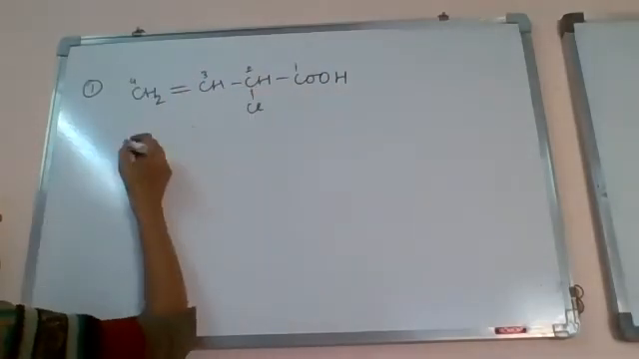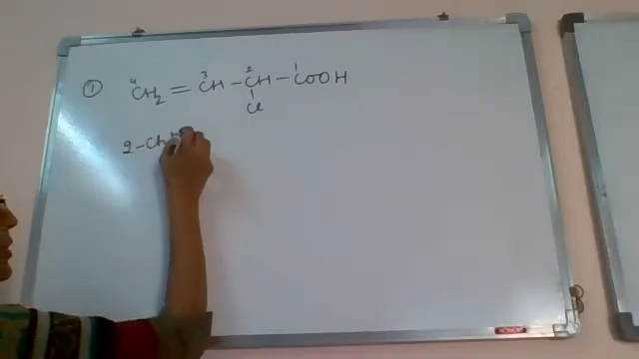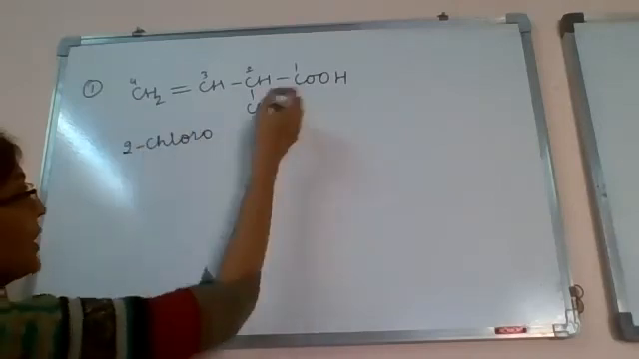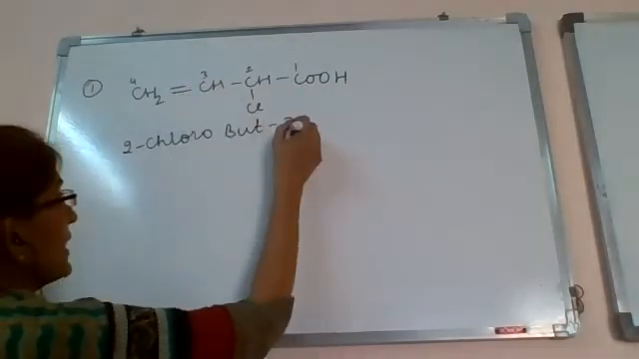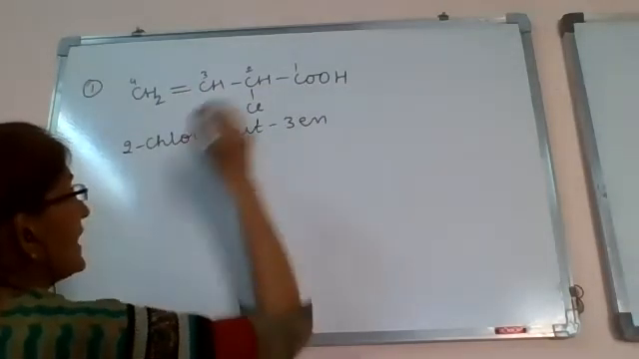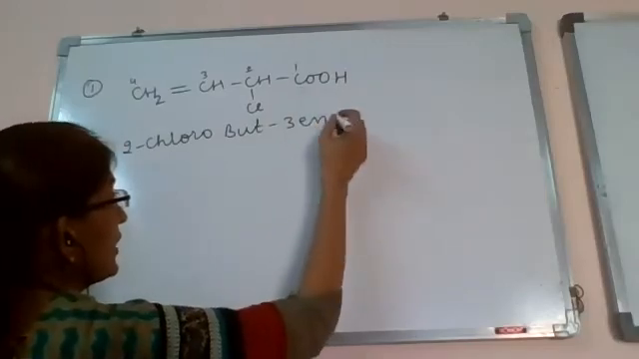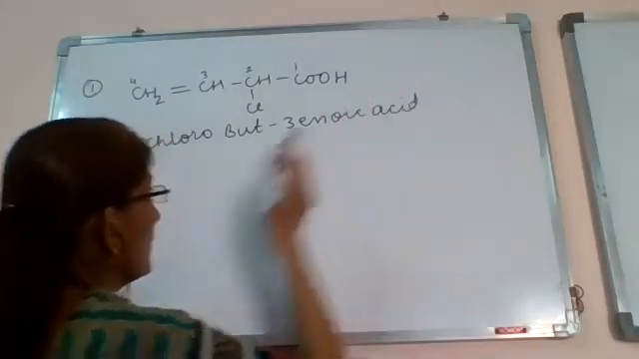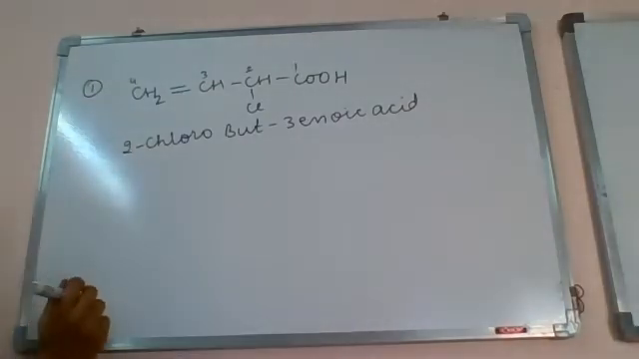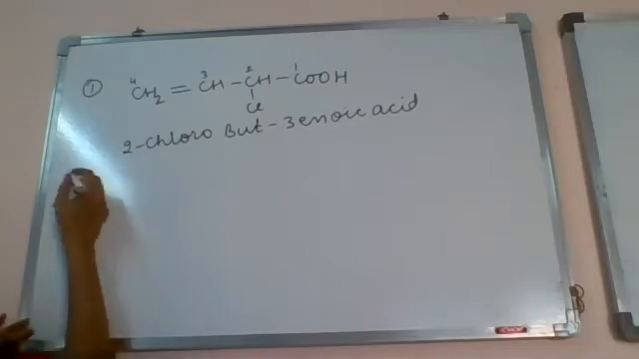Now how to write the name? 2-chloro, 4 carbon, so it is but. Between 3 and 4 there is a double bond, 3-ene. We do not write 1 because generally it is present at 1, 3-enoic acid. 2-chlorobut-3-enoic acid. This is the IUPAC name for this compound.